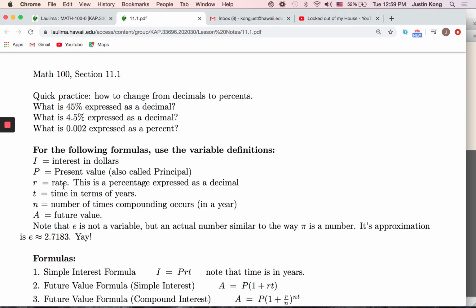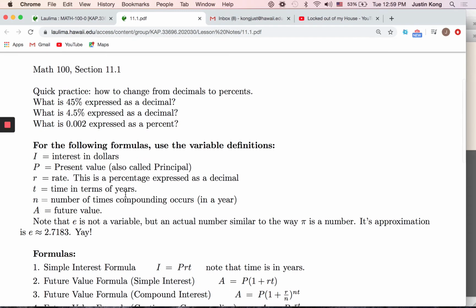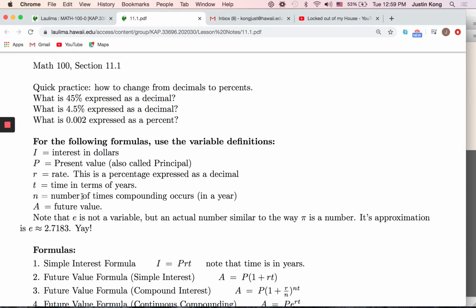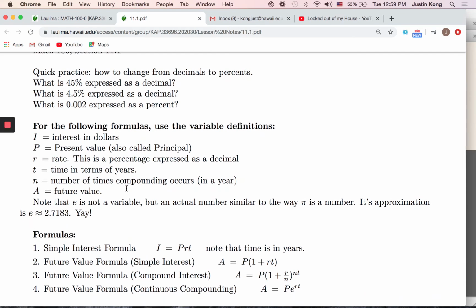When we say rate, we mean the percentage expressed as a decimal. Whenever you plug this rate into your formulas, you always want to convert first to a decimal. All right, T is time in years. Make sure you're in years. And N is the number of times compounding in a single year, not to be confused with the number of times compounded overall, because if you have multiple years, then the number of compounds is going to be n times t.